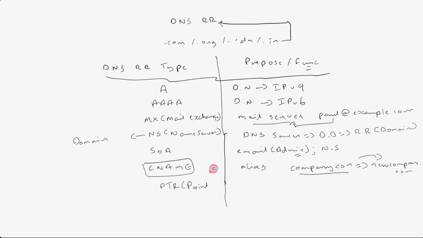And the last one we'll look at is going to be pointer, or PTR. This pointer, or PTR, is quite the opposite of the type A record. In a sense, what this does is map an IP address onto the host name, right? So those are all the different important DNS resource records that you'll find in use today.